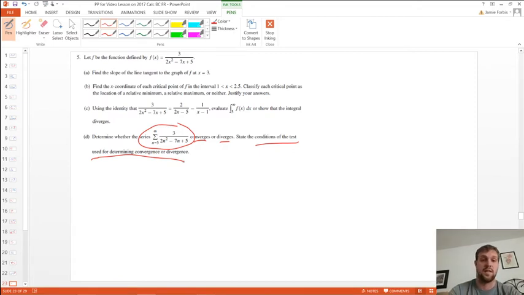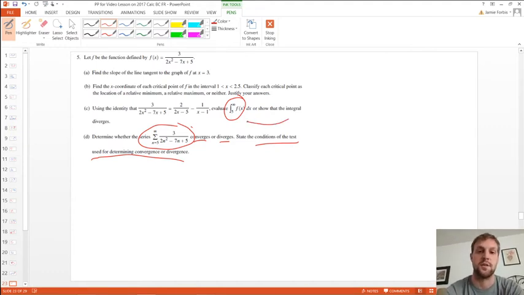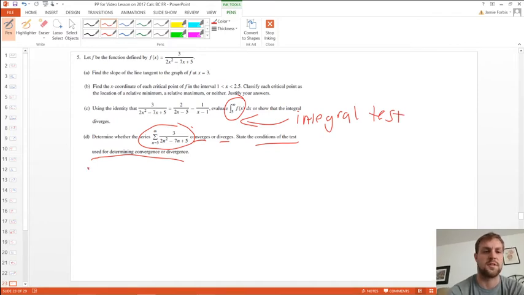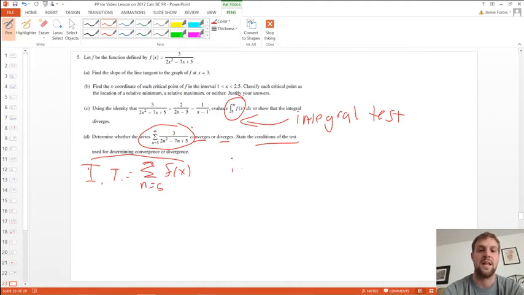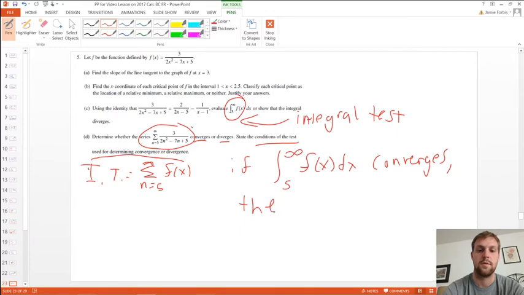Here's what they wanted you to do: recognize that what we just did in part C, taking the integral to infinity, is actually a test for convergence and divergence. This is the integral test. Let me refresh you on what the integral test says. So the integral test states that if we have the summation from n equals 5 to infinity of f of x, and we're trying to figure out if that series converges or diverges, if the integral from 5 to infinity of f of x converges, then the series converges.